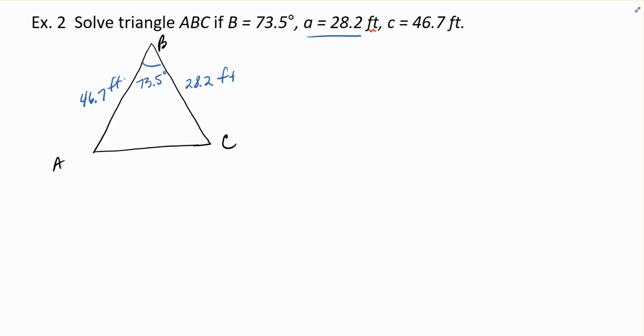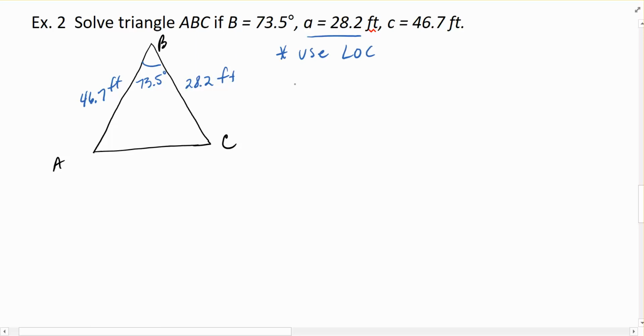I don't have enough information to be able to use the law of sines, so if I'm trying to find all of the angles as well as the sides of this triangle, I have to start out using the law of cosines. So that's the first thing that we're going to do. That's going to be our first step here, is to use the law of cosines. And I'm going to use it to find side B.